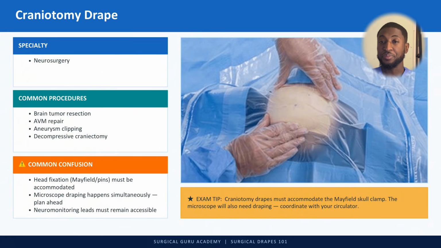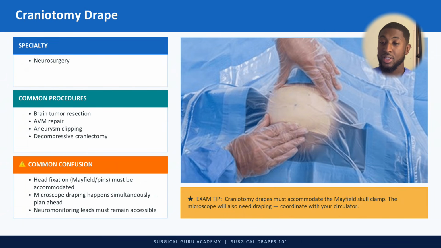So you want to be careful. Craniotomy drapes is next. That's for neurosurgery, for brain tumor resection, AVM repair, aneurysm clipping, and decompressive craniectomy. Common confusion is head fixation. Mayfield pins must be accommodated. Microscope draping happens simultaneously. Plan ahead. And neuromonitoring leads must remain accessible.